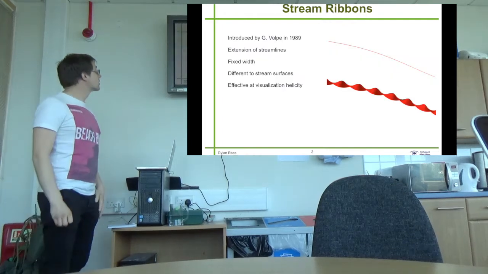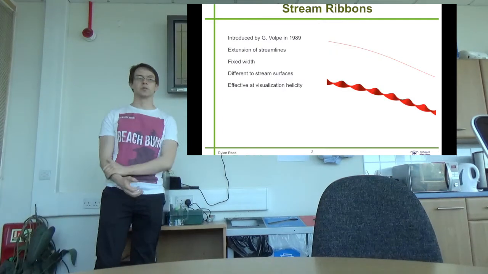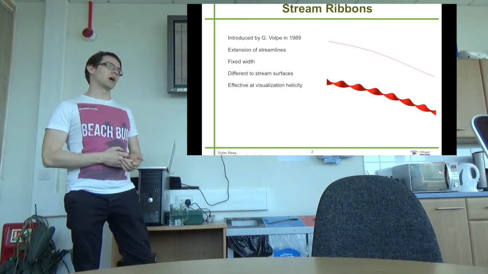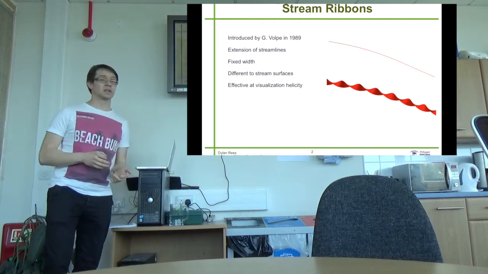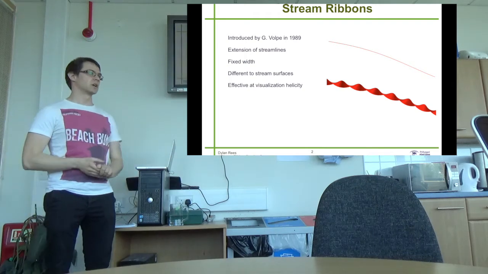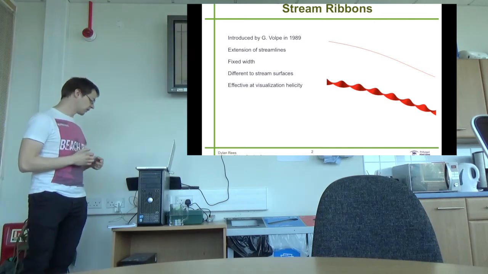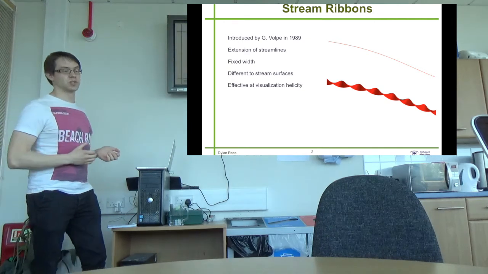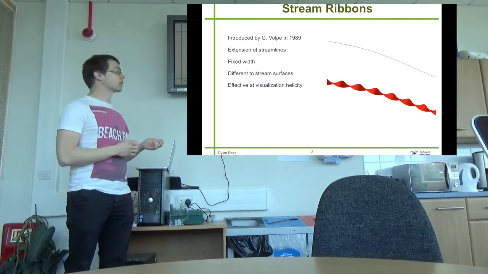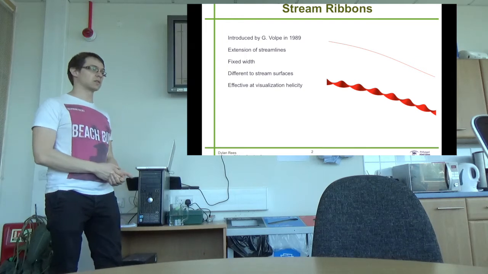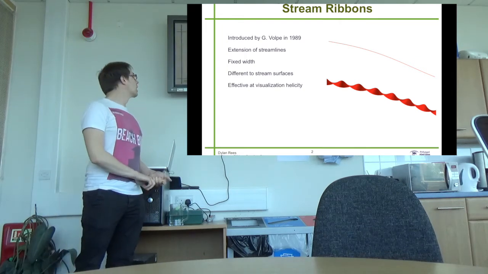So we start with stream ribbons. What are they and what are they used for? Stream ribbons are a method of visualizing static vector flow fields, so you can see flow behavior and features within the flow. They're a type of stream object. Other stream objects we have are streamlines and stream surfaces.